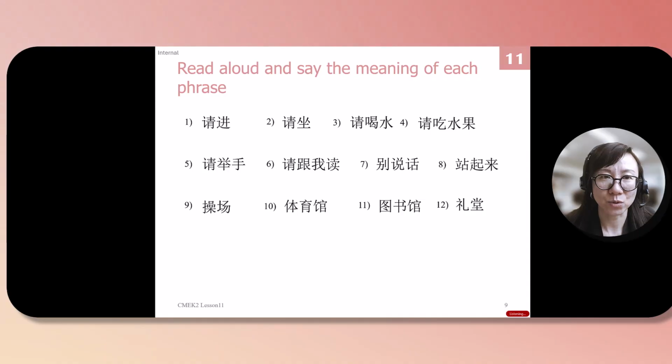Next, 第五，请举手。And it means, please raise your hand. 第六，请跟我读。It means, please read after me. 第七，别说话。And it means, don't talk. 第八，站起来。And it means, stand up.